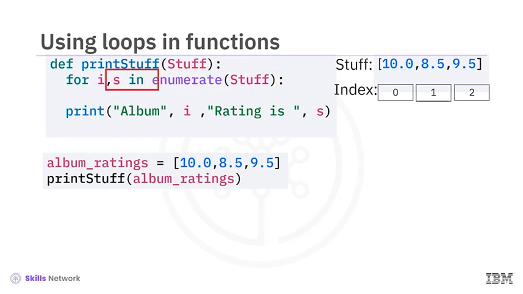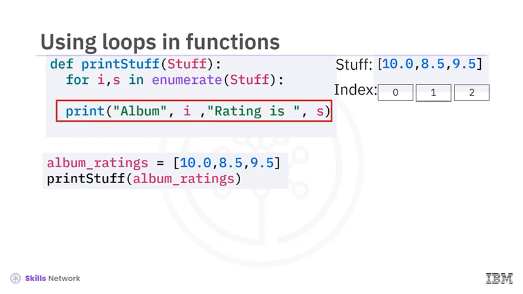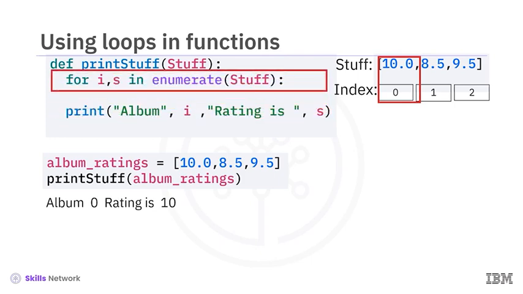This operation will pass the index to I and the value in the list to S. The function would begin to iterate through the loop. The function will print the first index and the first value in the list. We continue iterating through the loop. The values of I and S are updated.